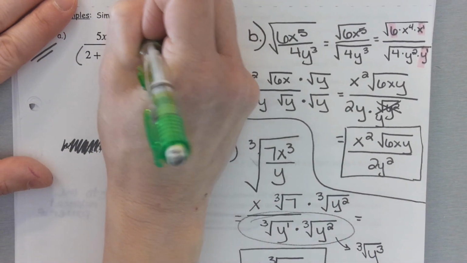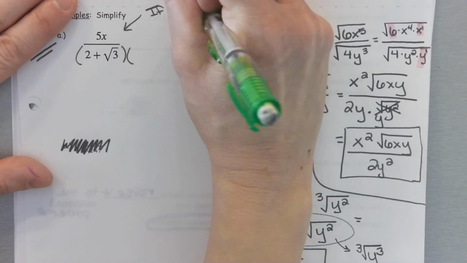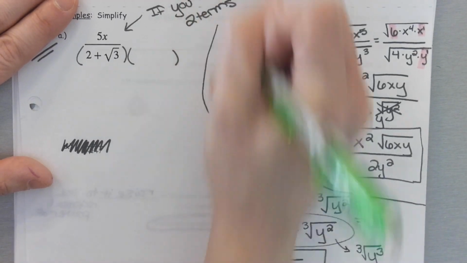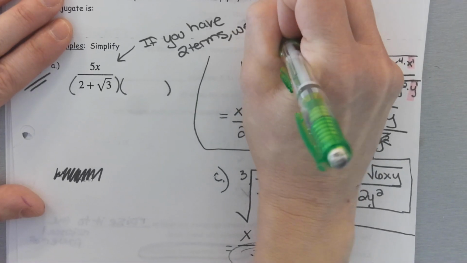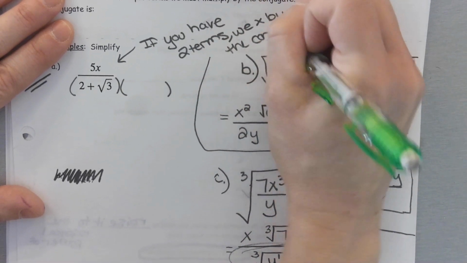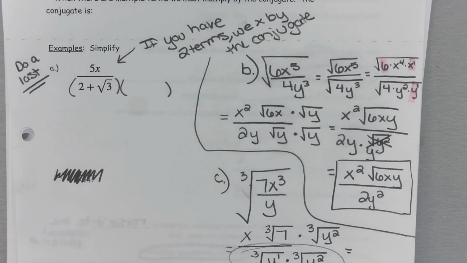So if you have two terms, we multiply by the conjugate. Conjugate. Are you just making up words? No. I wish that I was making up words.